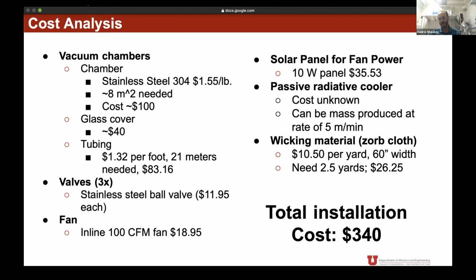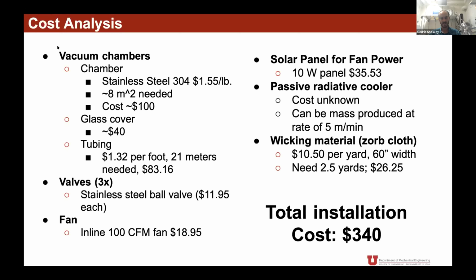The cost of the passive radiative cooler is unknown. It wasn't really talked about in the paper that we read about this new material, because it's a relatively new material that they've designed. But they did note that it can be mass produced at a rate of 5 meters per minute, which is pretty significant. And notably, we wouldn't need very much of it, depending on the size of the system, but like probably less than 5 meters for a residential system.